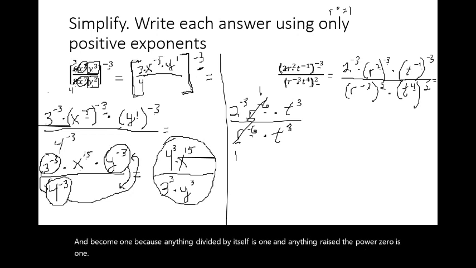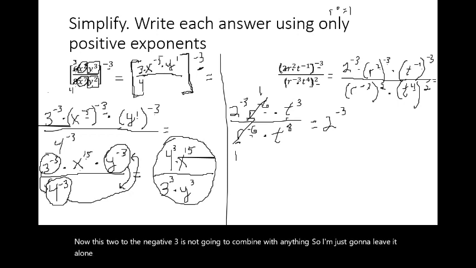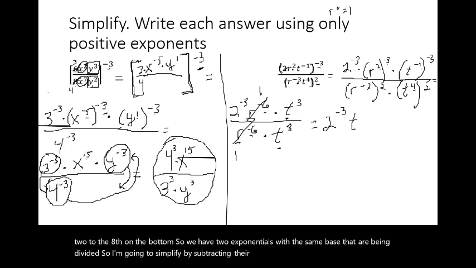Now this 2 to the negative 3 is not going to combine with anything, so I'm just going to leave it alone. But these t's here can combine because we have a t to the third on the top divided by t to the eighth on the bottom. So we have two exponentials with the same base that are being divided. So I'm going to simplify by subtracting their exponents. Top exponent minus bottom exponent gives us t to the negative 5.